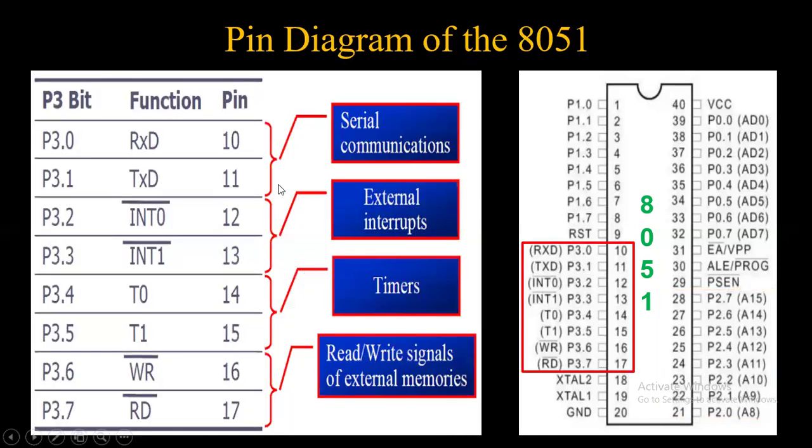And next, port 3. Port 3 helps you perform multifunctional operations. In this case, each pin can perform various operations. Pin number 10 performs the reception operation and pin 11 the transmission operation. Both 10 and 11 help you perform serial communication. Next, for external interrupts, pins 12 and 13 are used. For timers, pins 14 and 15 are used. For read and write, pins 16 and 17 are used. So on the 8051 microcontroller, pins 10 to 17 make up port 3.